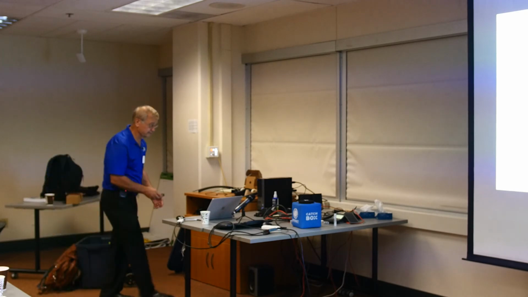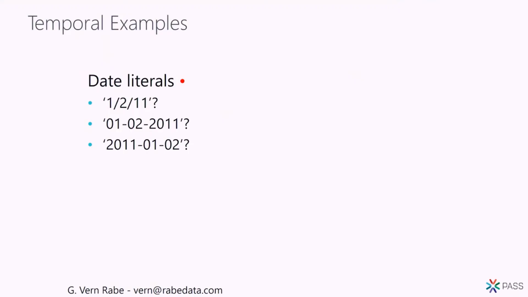Time permitting. Okay, date literal. Somewhere along the line we need to type in, or maybe we get a file that we have to import that has a string that is a literal that we need to convert to date. One of the questions that comes up is what's an unambiguous way of specifying a date? How about any of these? Anybody have any comments on whether or not these are all ambiguous or unambiguous?